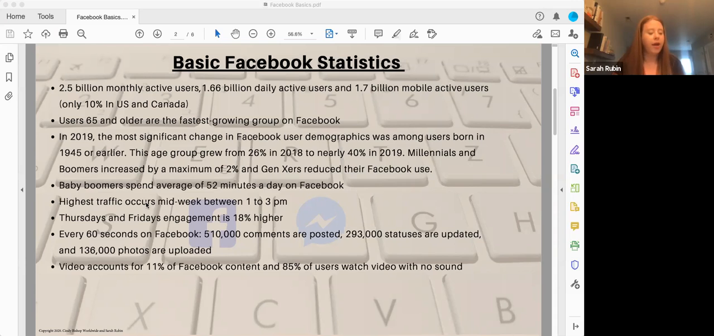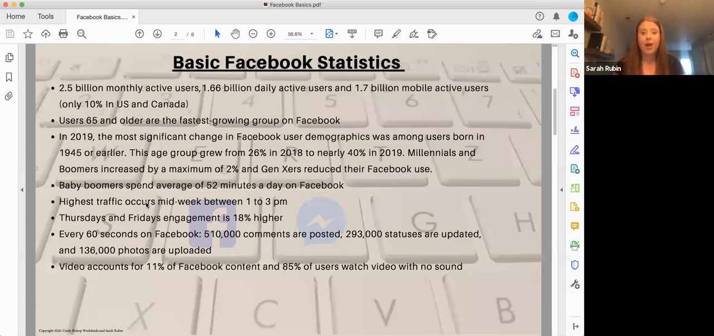The highest traffic occurs midweek between 1 and 3 p.m., and on Thursdays and Fridays engagement is 18% higher. Every 60 seconds on Facebook, 510,000 comments are posted, 293,000 statuses are updated, and 136,000 photos are uploaded. Video currently accounts for approximately 11% of Facebook content, and 85% of users watch video with no sound. So that is telling us that video is super important on Facebook.